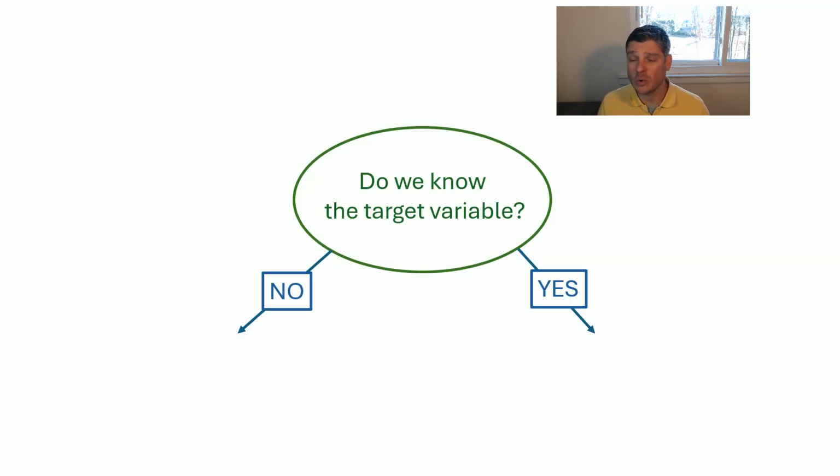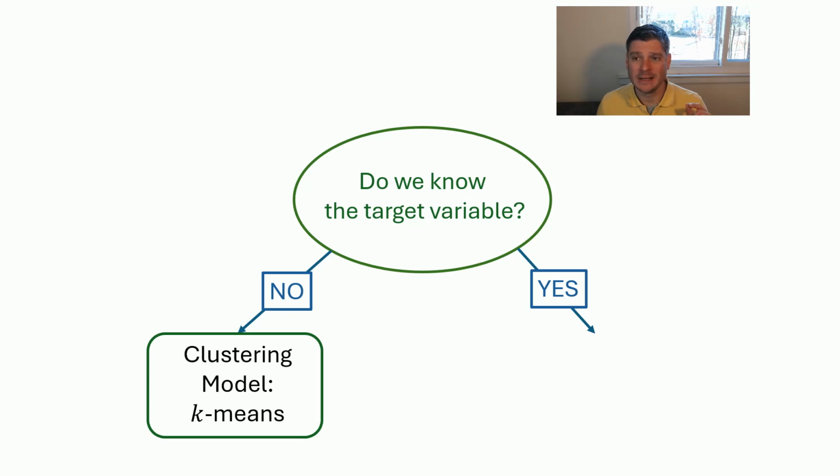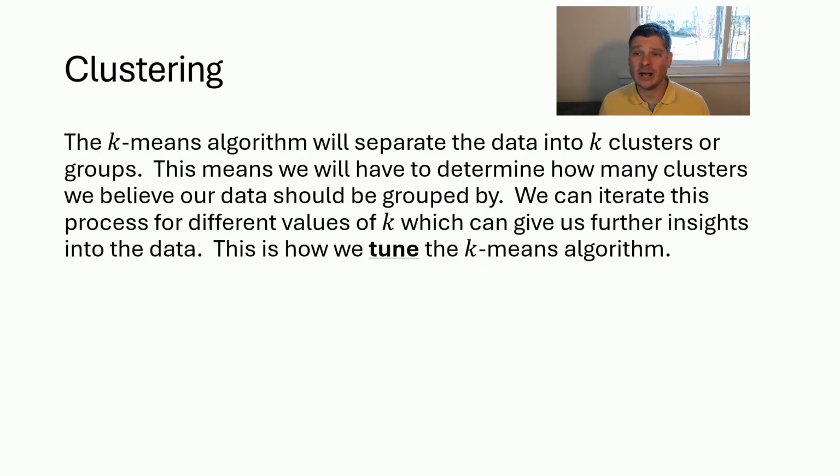But back to the question about which machine learning model or which machine learning algorithm I want to use. Again, my first question is, do I know the target value, the target variable? And if the answer is no, then I know I'm doing a clustering type of problem. And for clustering, our best algorithm is almost always going to be the k-means algorithm. Now, the k-means algorithm means that we're going to separate our data into k different clusters or k different groups.